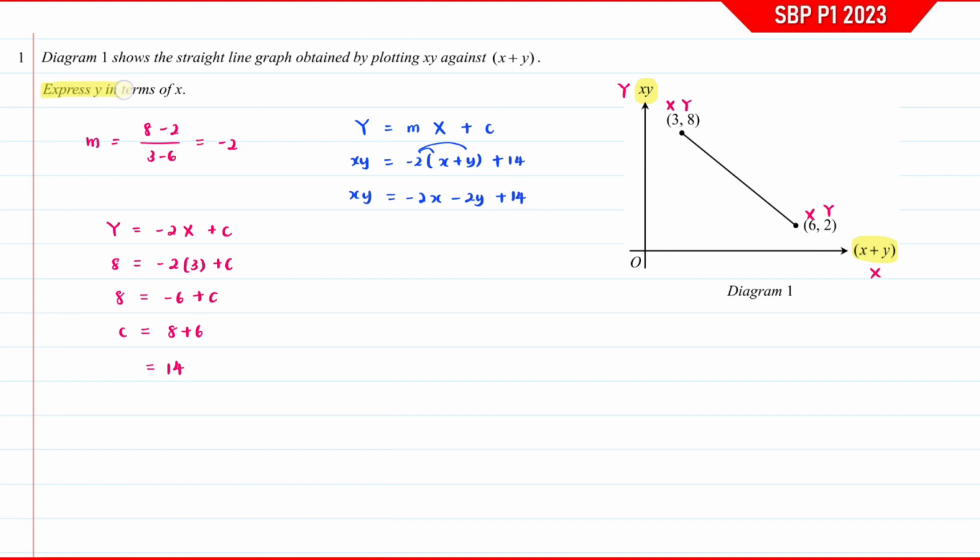As we want to express y in terms of x, then we're going to let the y become the subject. So I'm going to collect the y terms on one side. So xy plus 2y is equal to negative 2x plus 14. Next, we're going to factorize so that we have one y. So y bracket x plus 2 equals negative 2x plus 14. So y is equal to negative 2x plus 14 over x plus 2.